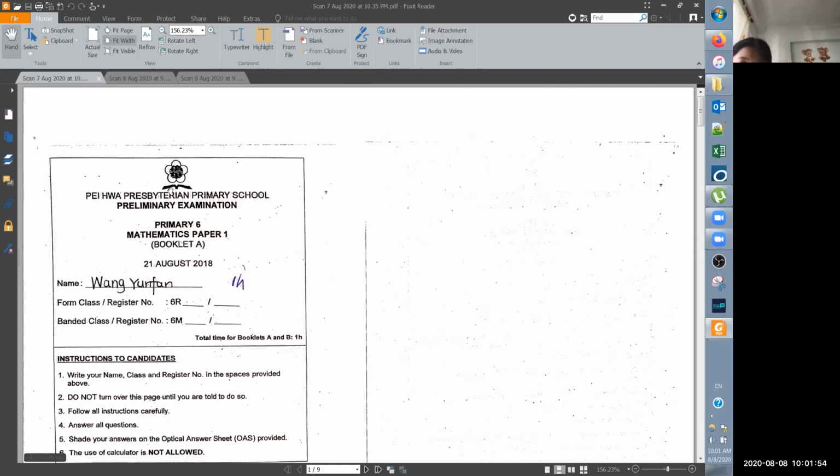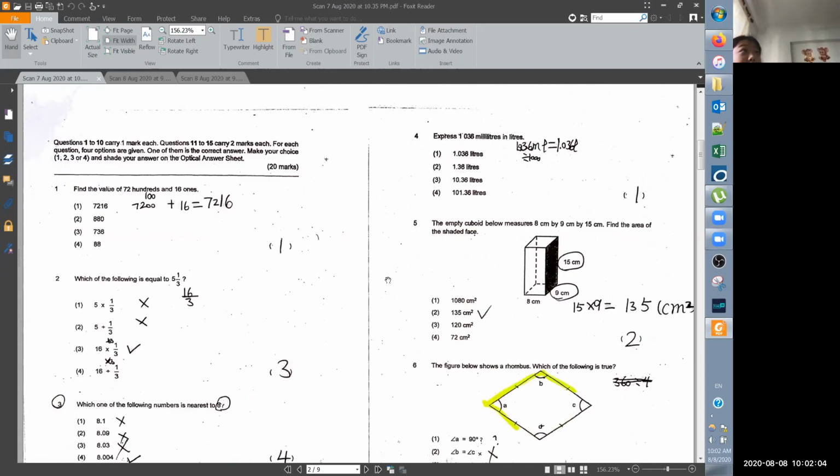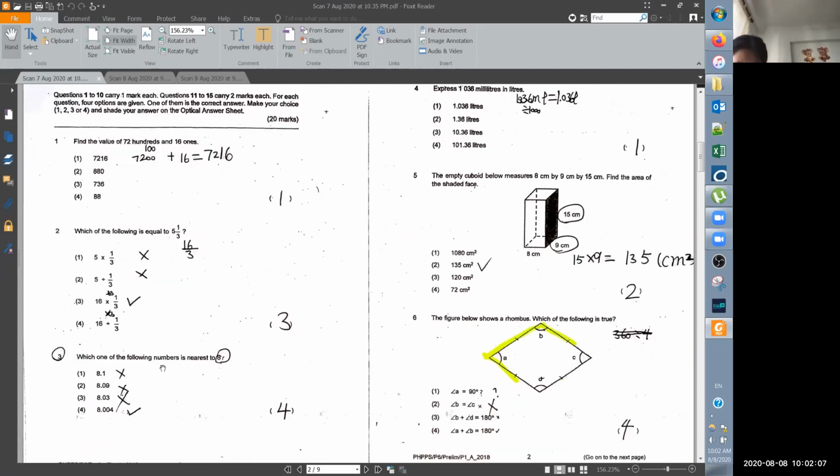All right. Okay, so let's look at this. Okay, you spend an hour. Okay, so the time is a bit tight, it seems. All right. Which one of the following numbers is nearest to 8? Okay, we can't see this, so just leave it. I think it's 8, and then there is a question mark here.